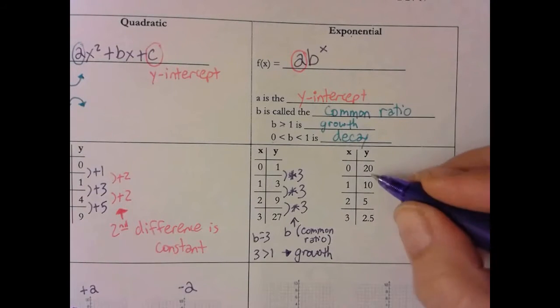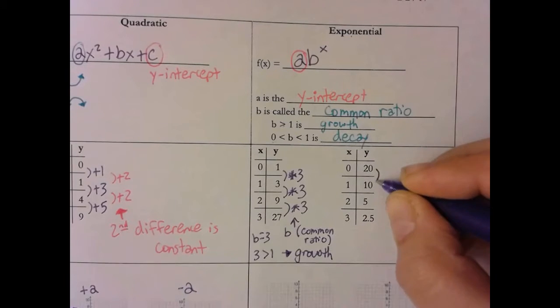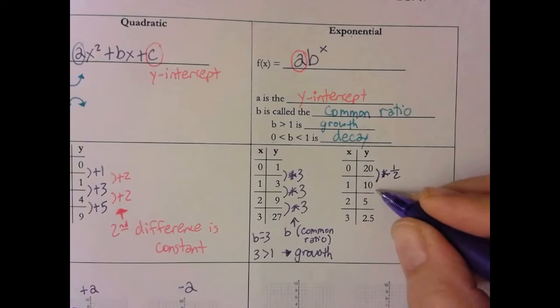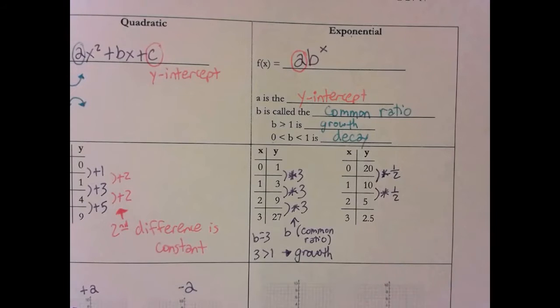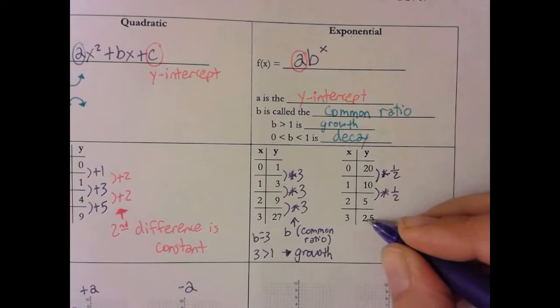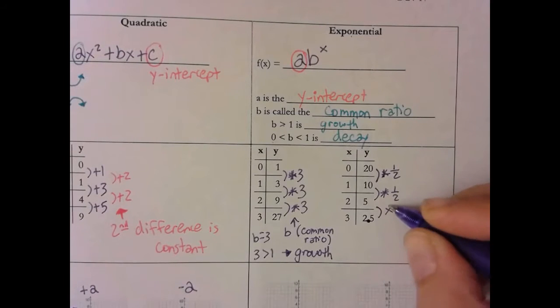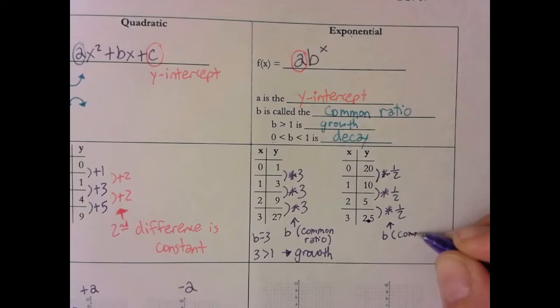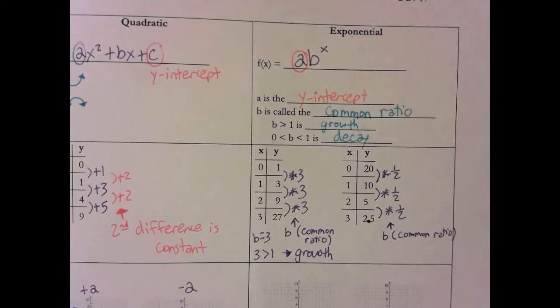Okay, let's look at this chart. Here's another example. To go from 20 to 10, we multiplied by 1/2. To go from 10 to 5, we multiplied by 1/2. And to go from 5 to 2.5, notice that's 0.5, we multiplied by 1/2. You got it. So again, this 1/2 is our B, which again, guess what that's called? Common ratio. And since B equals 1/2, that number, 1/2, is between 0 and 1. So this would be called exponential decay.